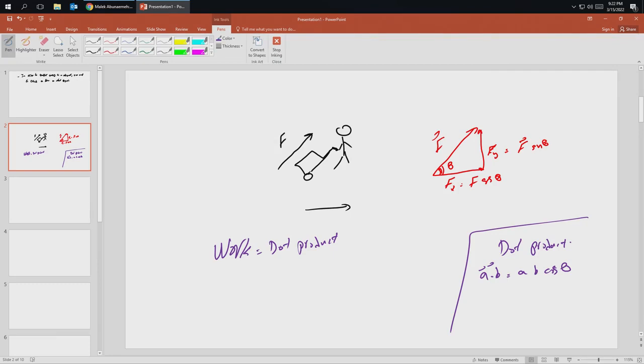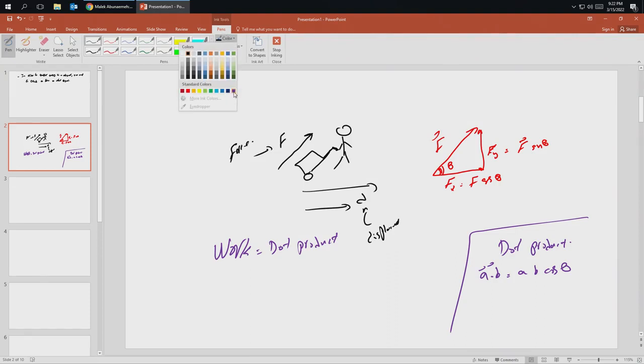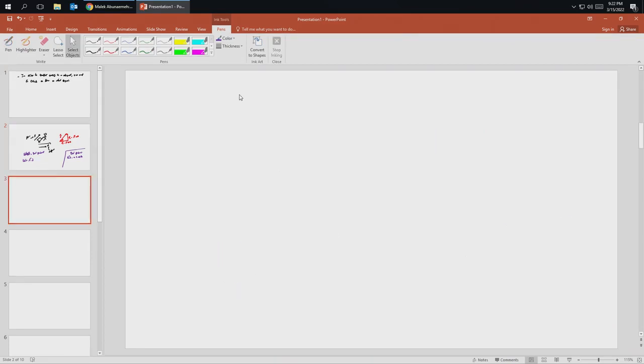So in this case, what we're doing the dot product with is between the force and the distance traveled that I'm taking this way. I'm going to call it d, and this is your displacement. And F, that's your force. Let me go ahead and write it down. So in this case, your work is the dot product of force multiplied by distance.